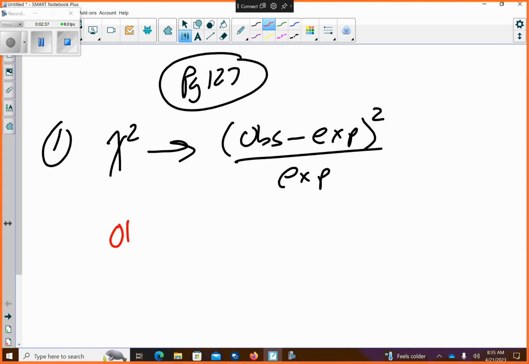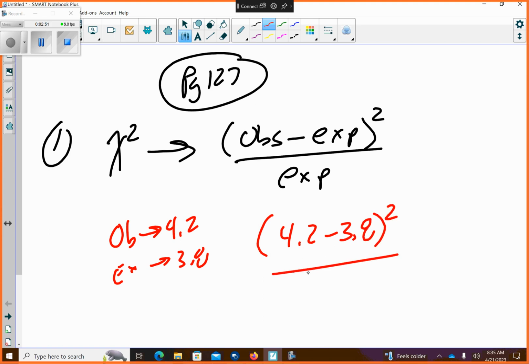They gave us the observed value of 4.2. They gave us the expected value of 3.8. So you're going to go 4.2 minus 3.8 quantity squared over 3.8. All right, so this chi-squared value is going to be 0.04. Okay, so it's just basically using the equation, what they plug in.